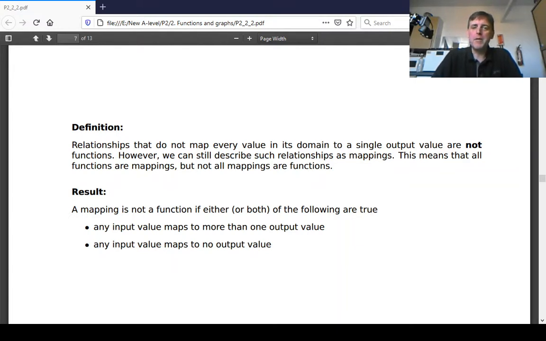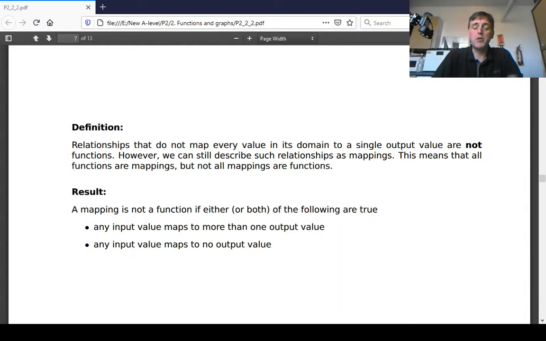What I want to talk about now is relationships which are not functions, because we do have ways of mapping input numbers to output numbers which don't necessarily define functions. We still call them mappings, but they're not functions. In a function, every input value has to map to exactly one output value. And if that doesn't work, then we do not call it a function.